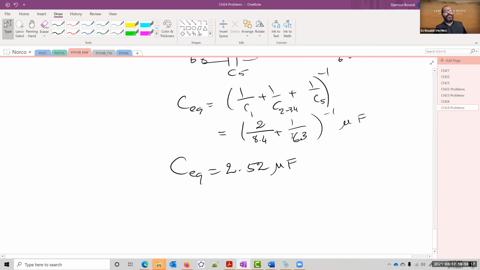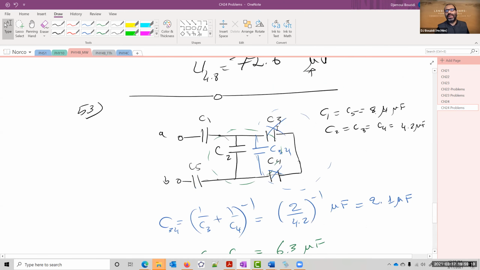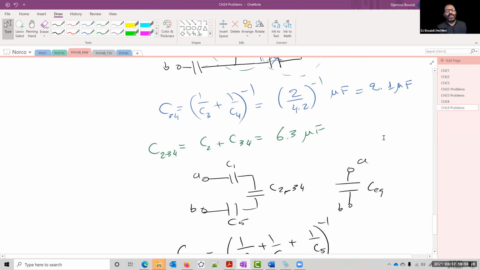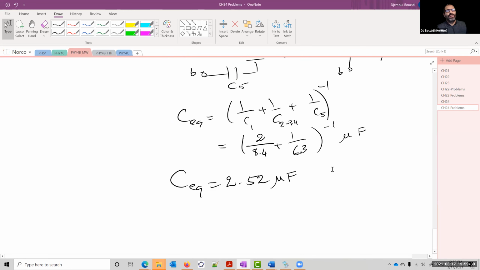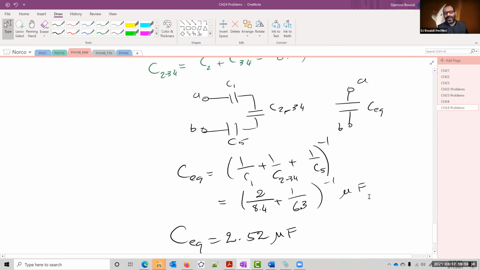Please don't read too much into this number now, because I have a bunch of them that are in series and a bunch of them that are in parallel. So you cannot really tell me that, hey, it's less than the smallest one, so therefore it's a series. No, it's a combination. But when you're looking at specific values, again, you have that. So we have the C equivalent for everything.